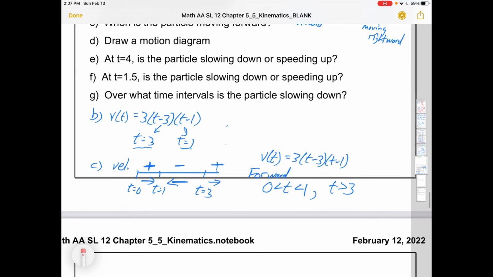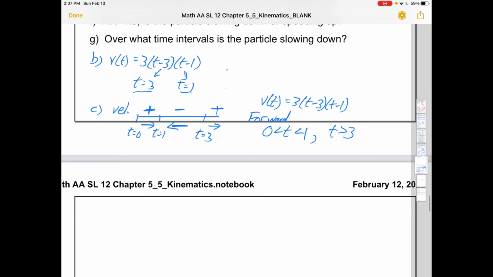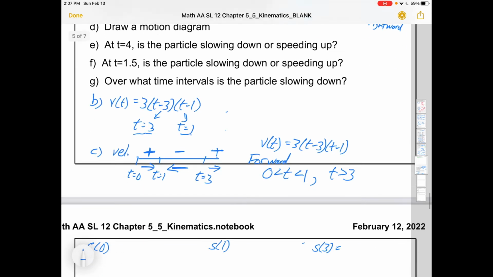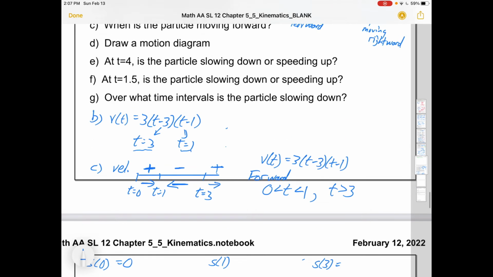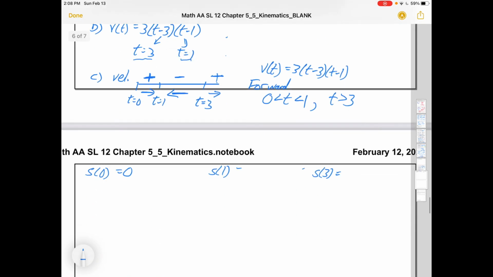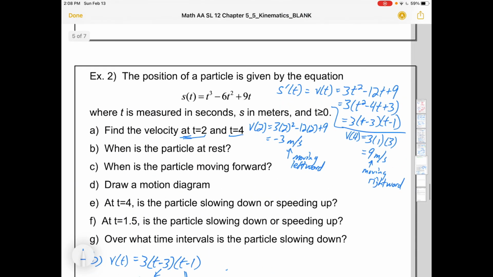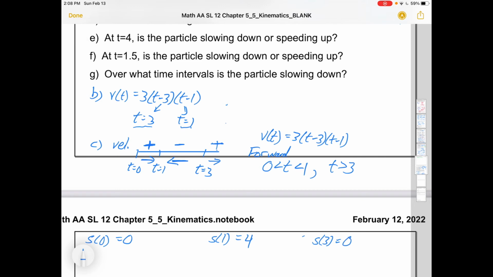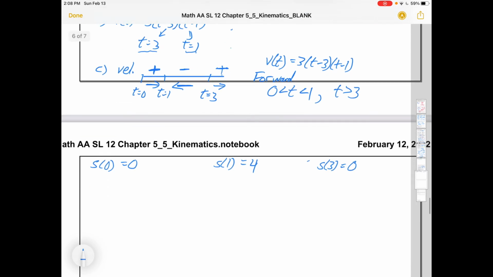So to do that, we actually need to find the positions of the particle at all these important times. So we're going to have to find s of 0, s of 1, and s of 3. And here's the function here. If I put in 0, you can see I'm just going to get 0. If I put in 1, I'll get 1 minus 6 plus 9, so 4. And if I put in 3, I'll get 27 minus 54 plus 27. It'll be back to 0. Those are really the only important places in the life of this particle.